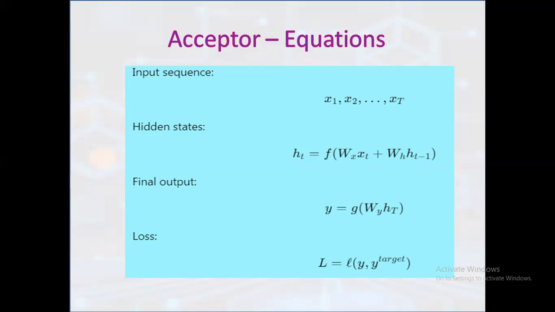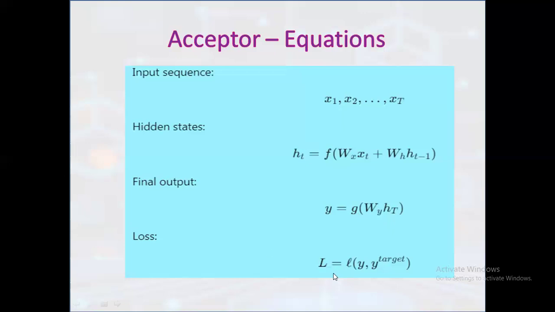And next, the hidden state computation. This hidden state computation is given by this equation, allowing the RNN to accumulate information over time. And the final output. This is the final output equation. The final output is generated using y equals g of W_y h_T, where g is the activation function. This will summarize the entire input sequence.